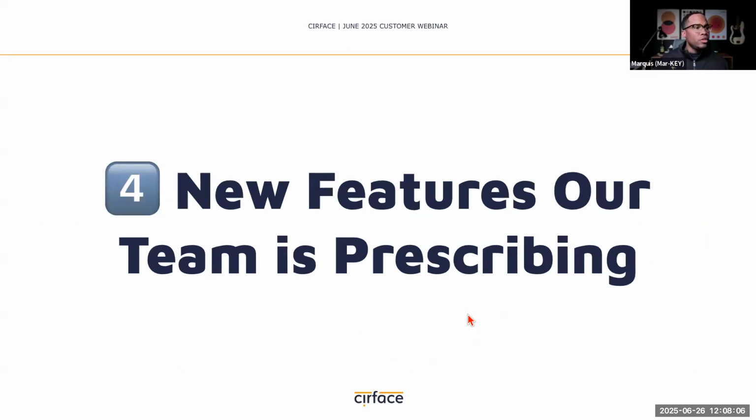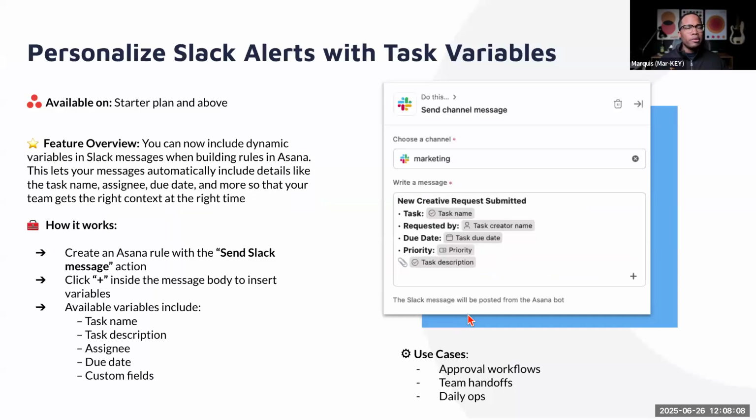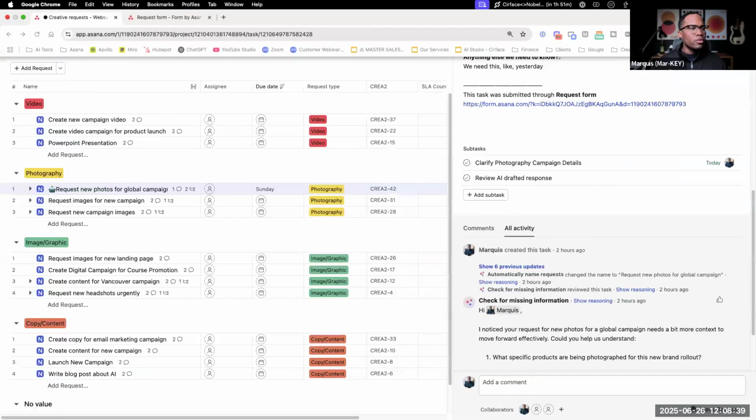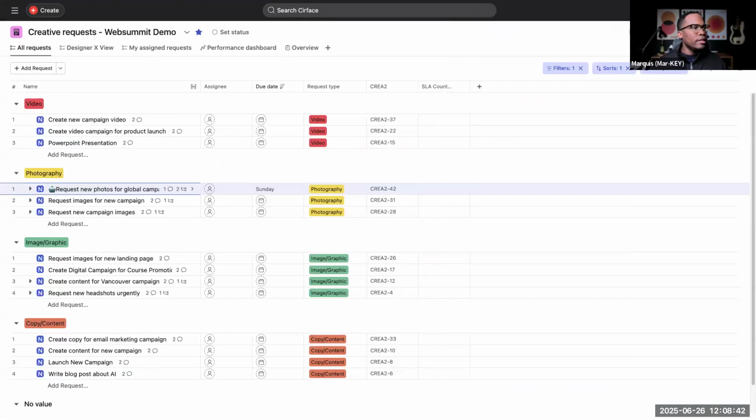Now, let's get into the 4 features that we are prescribing. So the first one is now you can add in Asana variables into your Slack messages when building rules. This is available for anyone that's on the starter plan or above. When you're building your custom rules, you can add in the Slack app to that, and you can now add in variables into your rule building. And so when you go in, you can click on the message body, you can add variables. Let's actually go over to Asana to take a look at exactly what that looks like.